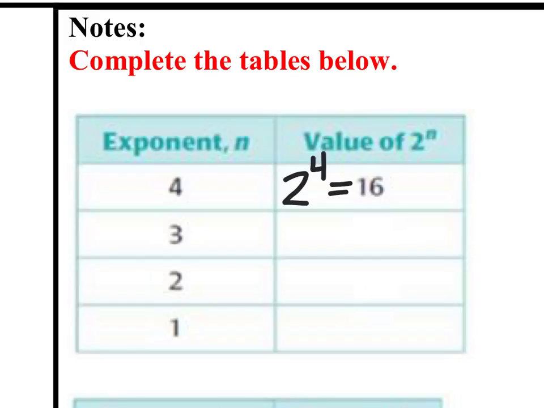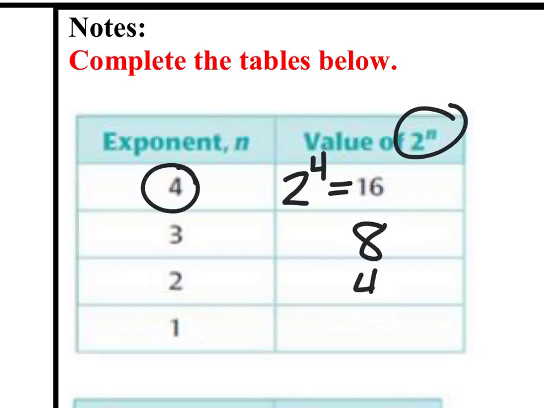So this is, for example, 2 to the 4th, because it says right here it's 2 to the n, and my n value is 4. Okay? I will point to you when I want you to answer. 2 to the 3rd power is? 8. 2 to the 2nd power is? 4. And 2 to the 1st power is? 2. Okay.